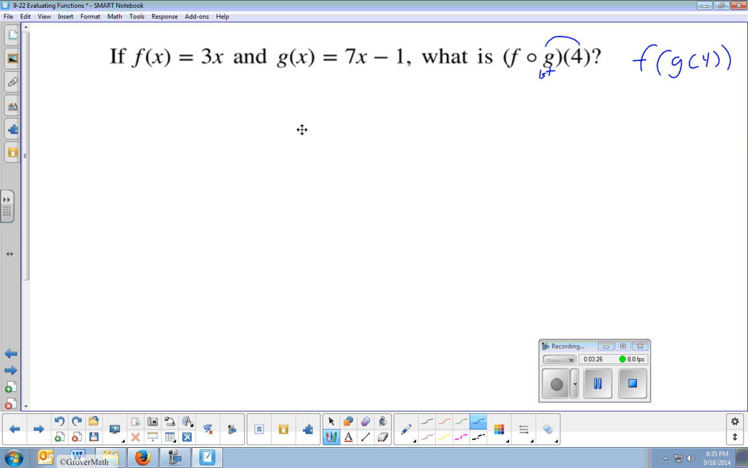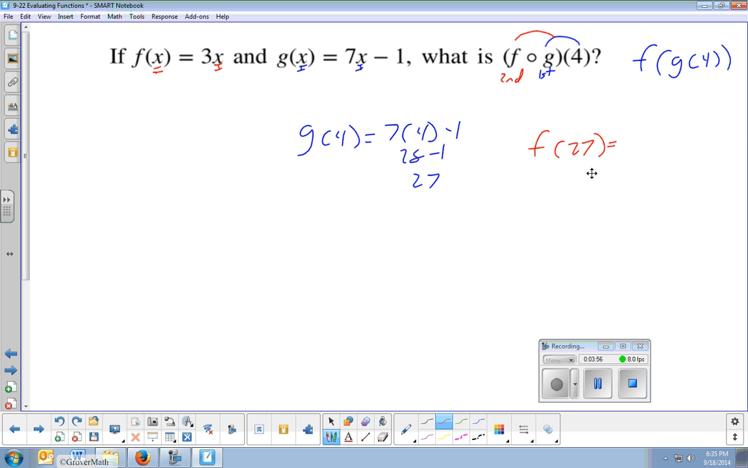So g of 4. What is g of 4? Well, g of x, g of my input, is 7 times whatever your input is minus 1. So that's 7 times 4 minus 1. 28 minus 1 is 27. And now I'm going to take that value and plug that into f, into my second function. And so that would be f of 27. And the rule for f of x, whatever I'm doing my input, it's 3 times x. It's 3 times my input. So 3 times 27.